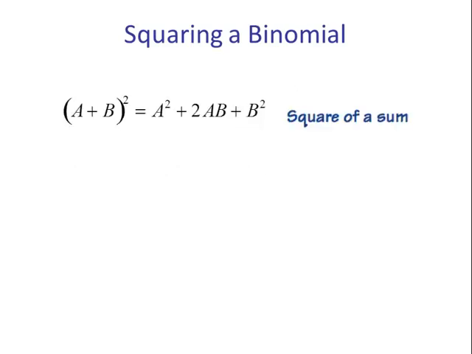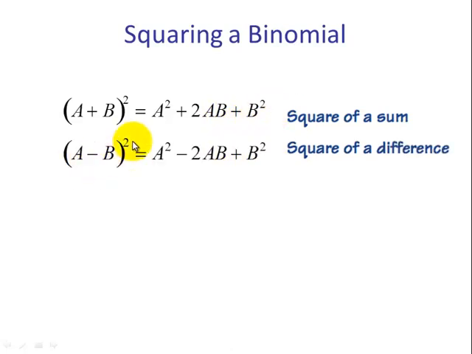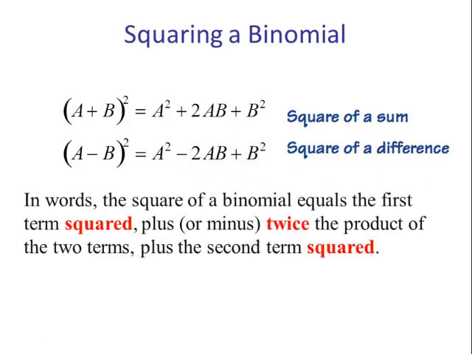So this is known as the square of the sum. A plus b quantity squared is a squared plus 2ab plus b squared. A minus b quantity squared is known as the square of a difference, and that's a squared minus 2ab plus b squared. In words, the square of a binomial equals the first term squared plus, or if it's subtraction, minus twice the product of the 2 terms plus the 2nd term squared.